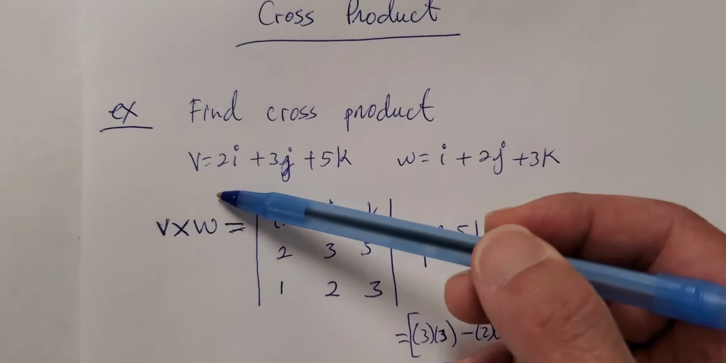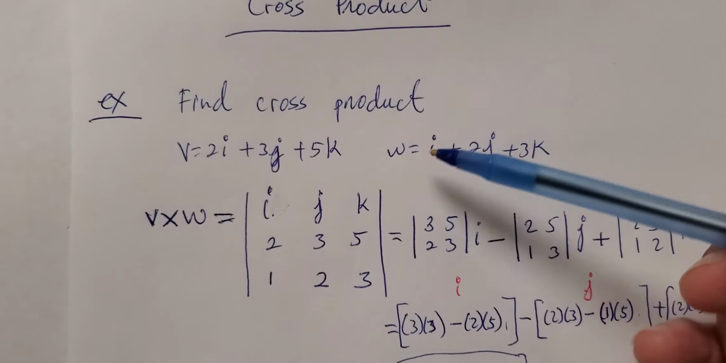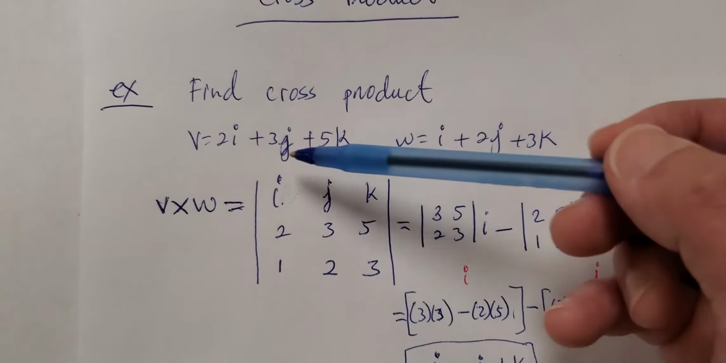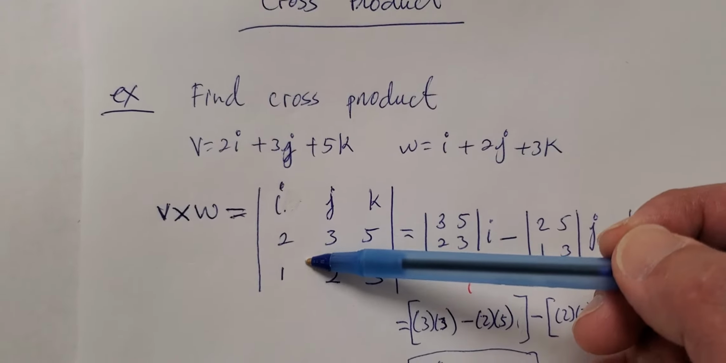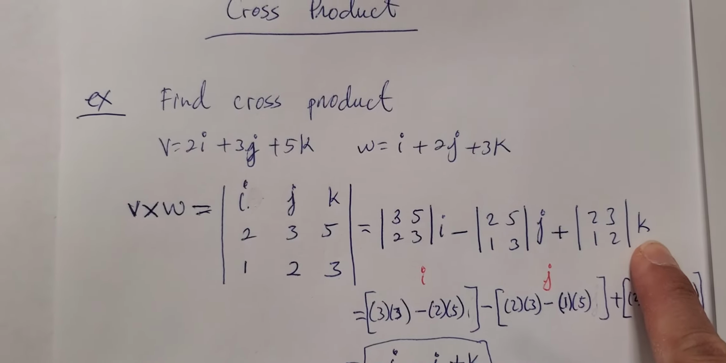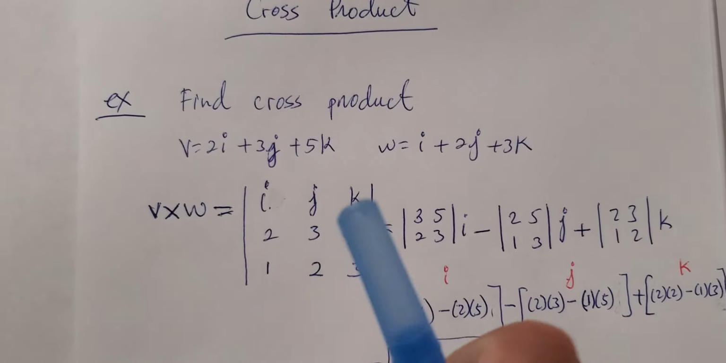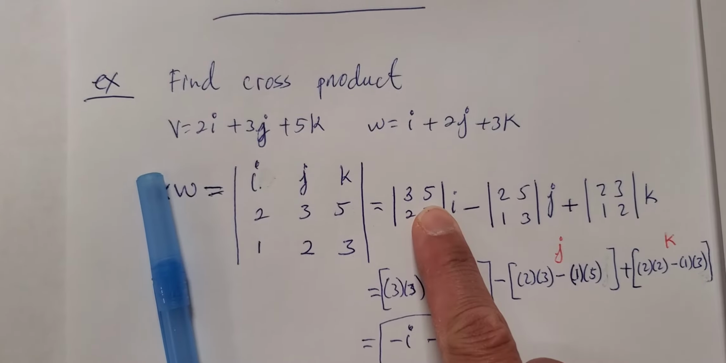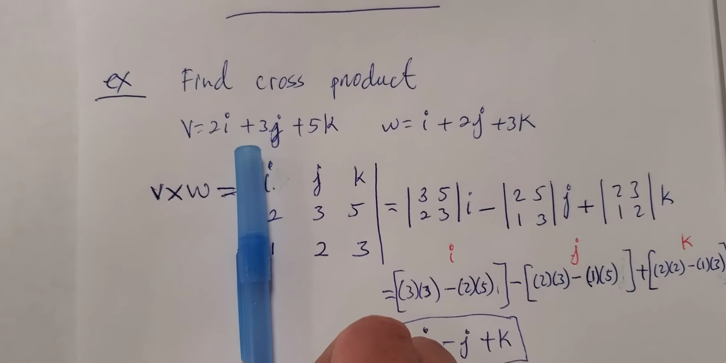So 2, 3, 5, and 1, 2, 3. Again, make sure you set it up as a matrix. Now we're trying to find i, j, and k. So to find i, we block out the i column. One more time, to find i, we block out the i column.